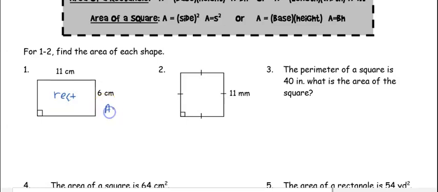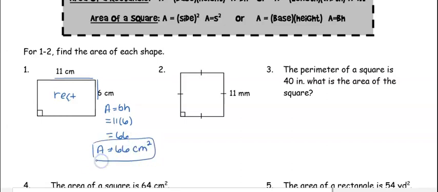The area of your rectangle is base times height. Your base and your height are always going to run perpendicular to each other. And it doesn't matter which one you say is your base and which one you say is the height. So we've got 11 times 6, giving you 66. The area is 66 centimeters squared. If you remember back to the properties of a rectangle, in a rectangle, opposite sides are congruent. So if that side's 11, that side's 11. If this side is 6, then this side is going to be 6 as well.